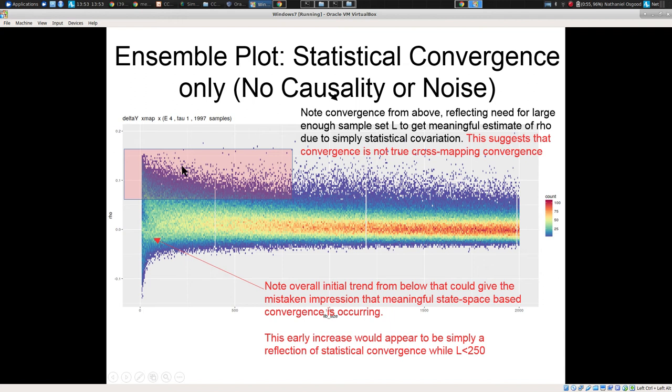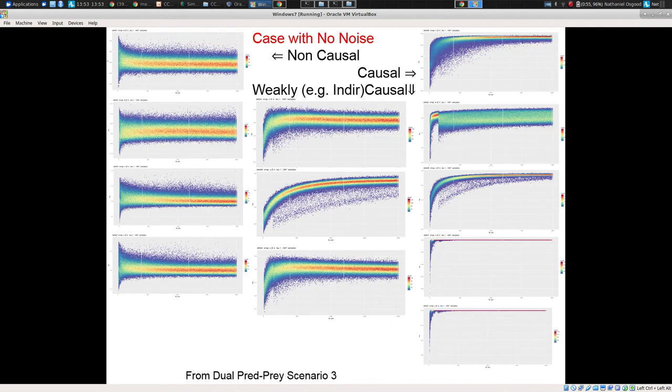Here we're seeing that there's this sort of reduction here and a similar sort of reduction of the envelope here. It suggests it's not true cross-mapping. We'll take a look at some more examples.